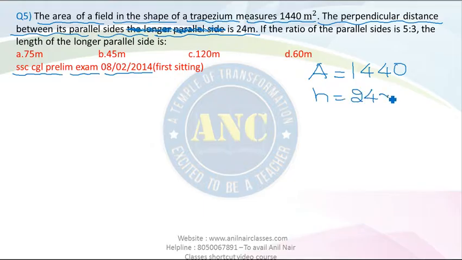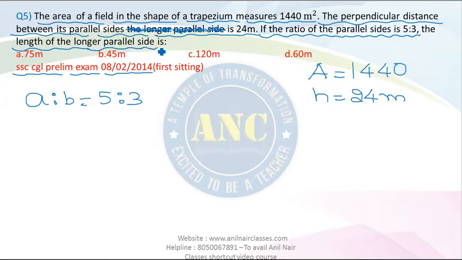Height is 24 meters. If the ratio of the parallel sides is 5:3, that means A:B is given in the question as 5:3, then the length of the longer parallel side is, they have repeated it above by mistake. While typing they might have repeated it by mistake. Do not worry about it, I am scratching it. That means longer parallel side is what I need to find in this question.